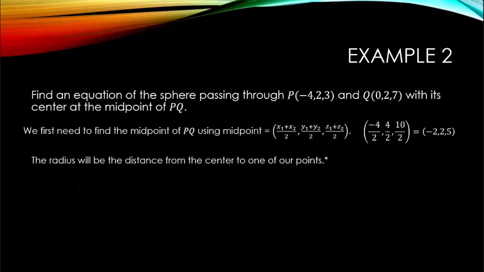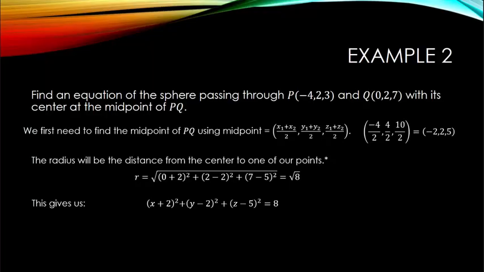The radius will be the distance from the center to one of our points. So my radius is given by the square root of (0 plus 2) squared plus (2 minus 2) squared plus (7 minus 5) squared, which is equal to the square root of 8. This gives me the equation (x plus 2) squared plus (y minus 2) squared plus (z minus 5) squared is equal to 8.